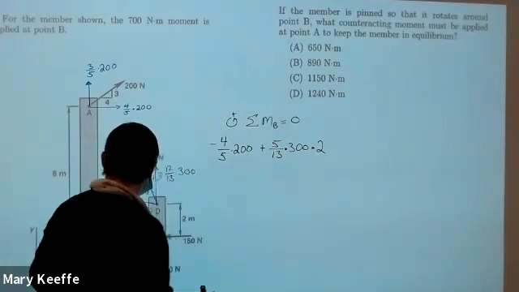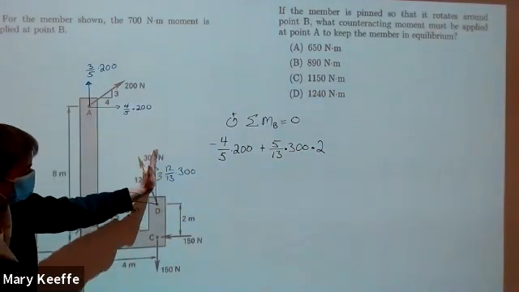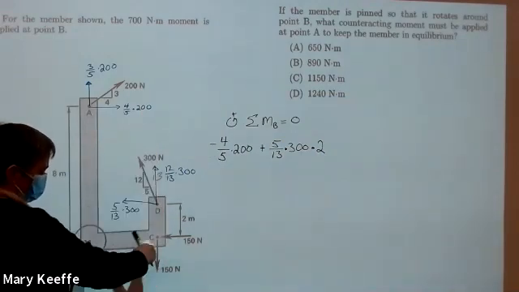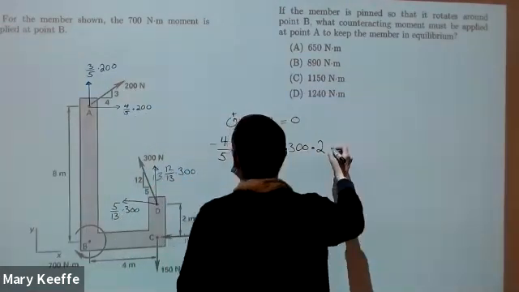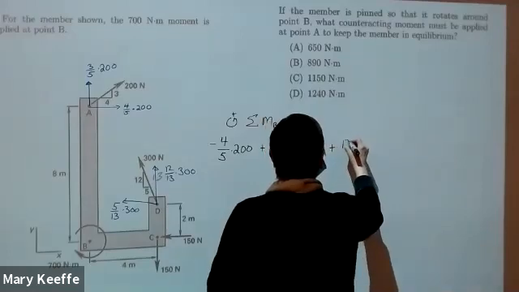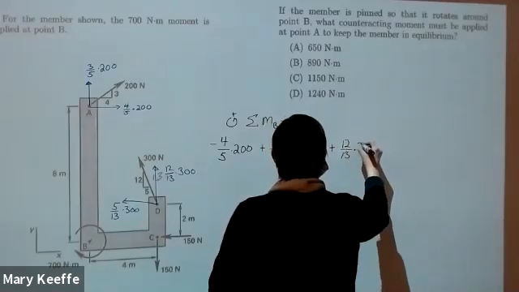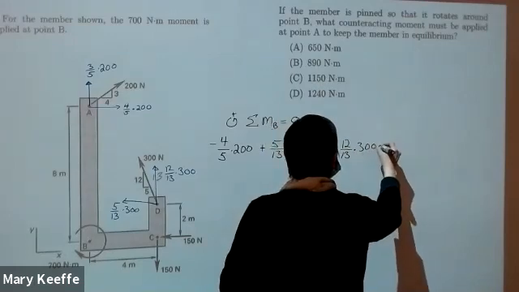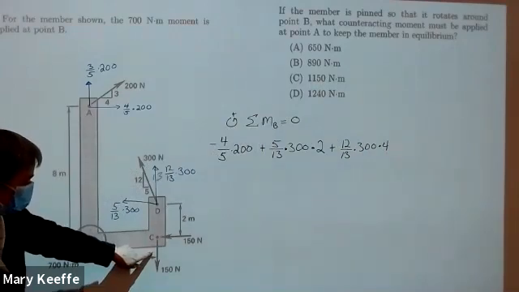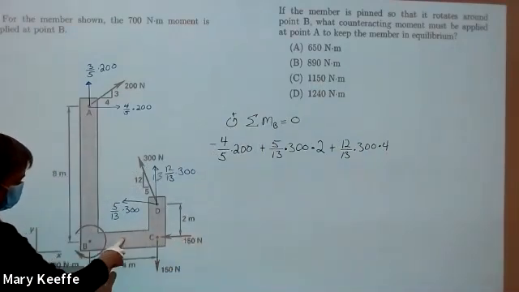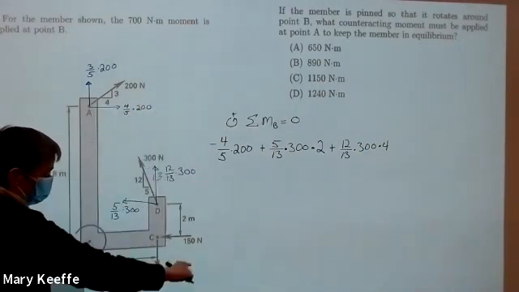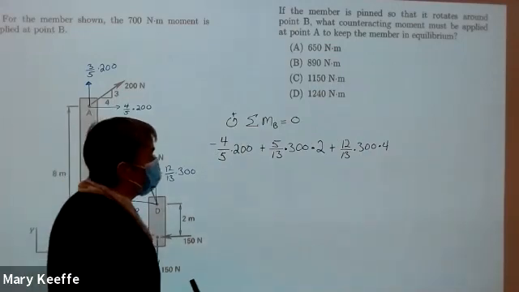Then I've got this one, the vertical component, extend the line of action. Distance between point B and the line of action is 4 meters. Also this one is going to be counterclockwise, also positive, plus 12/13 times 300 times 4. And then I have this one. The 150 line of action goes through point B, so it contributes no moment. That leaves me this one, that's clockwise, so it's negative 150 times 4.